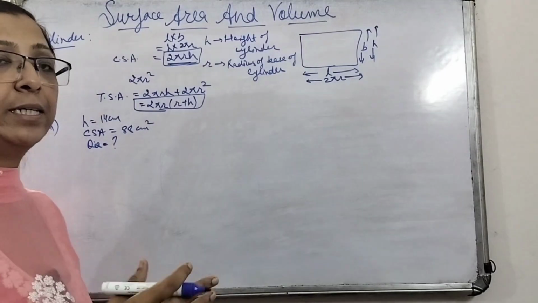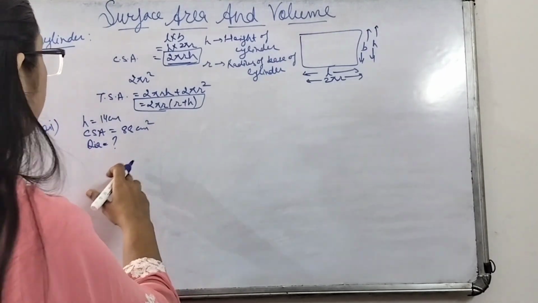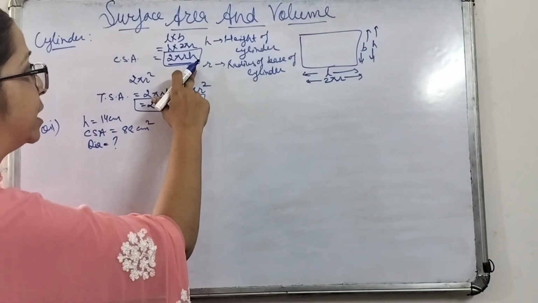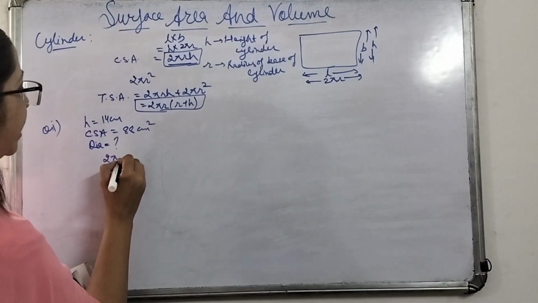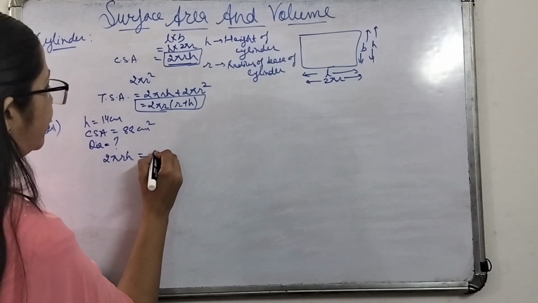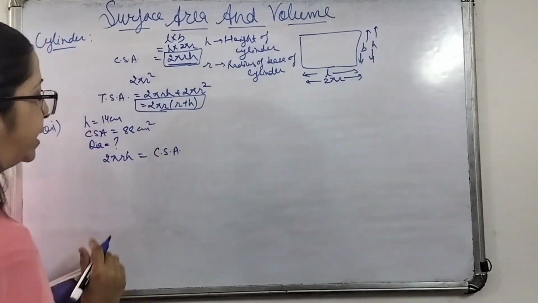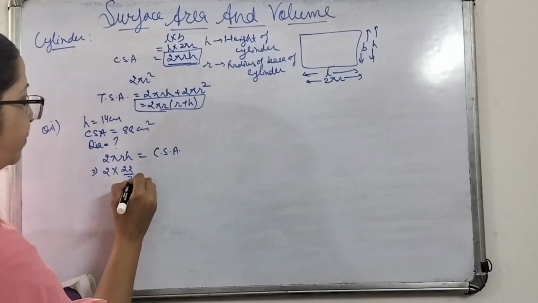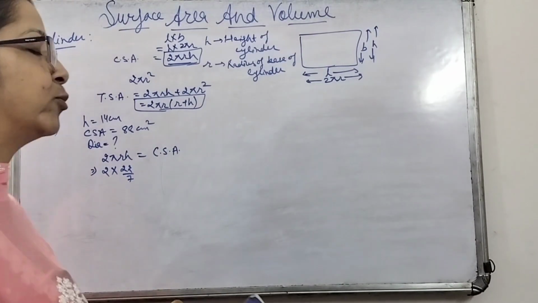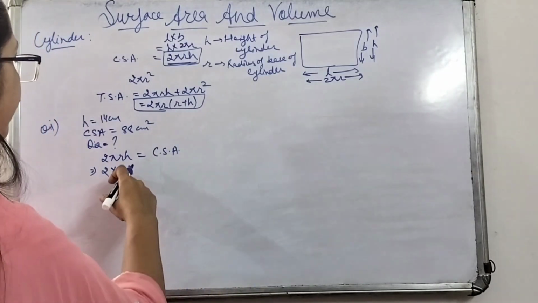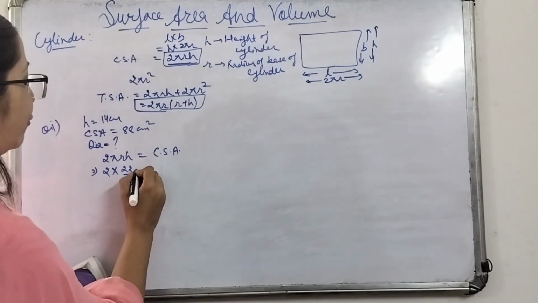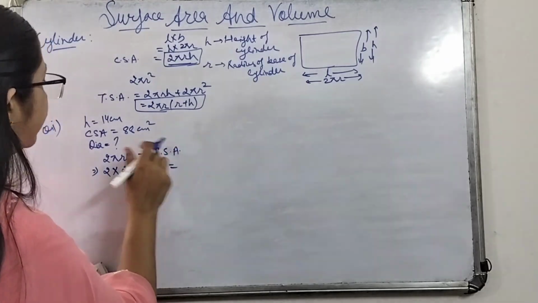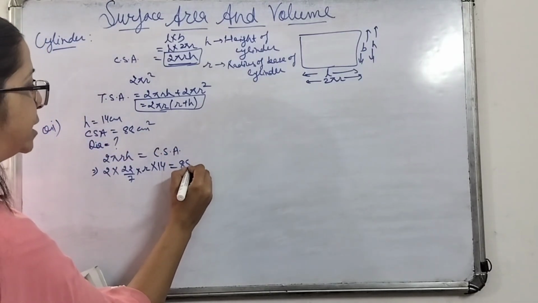Now we know that the base of the cylinder is circular, so the curved surface area is given by 2 pi r h. This is the formula for finding the curved surface area. So 2 pi r h is equivalent to the curved surface area of the cylinder. Now the value we will be keeping is 2. Pi is 22 by 7. Unless it is mentioned to use pi as 3.14, we will be using it as 22 by 7. The value of r we need to find out. h is 14. It is equivalent to the curved surface area, that is 88.